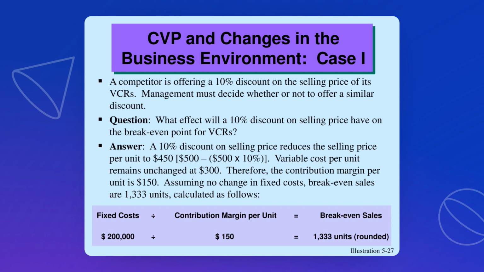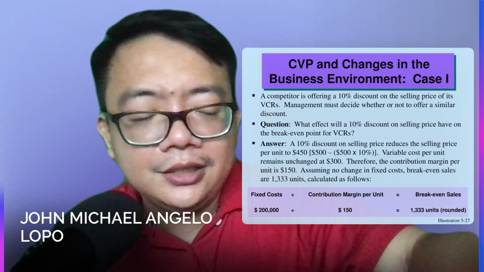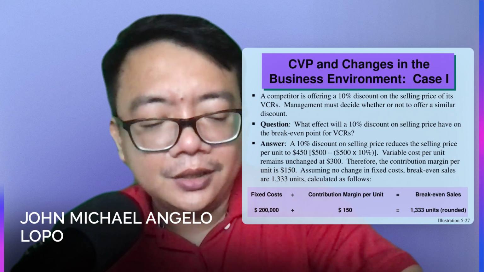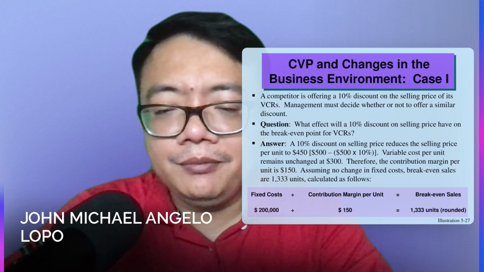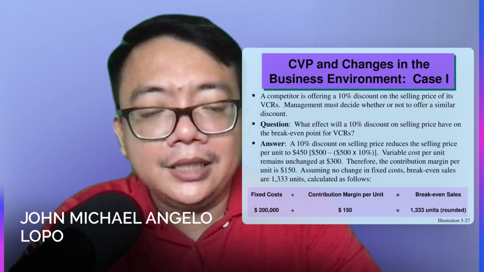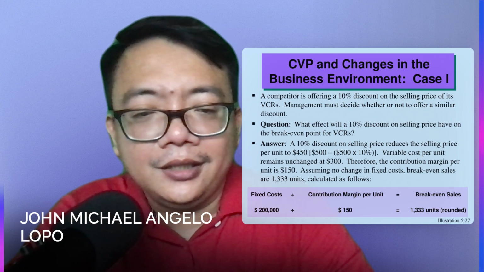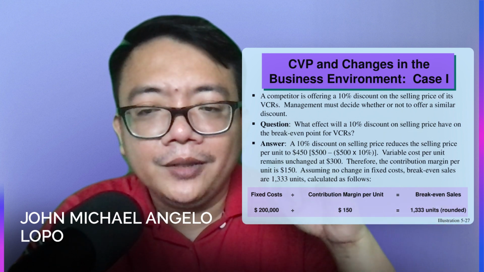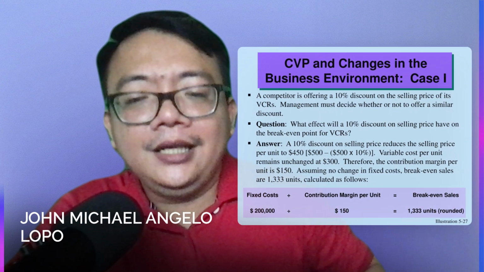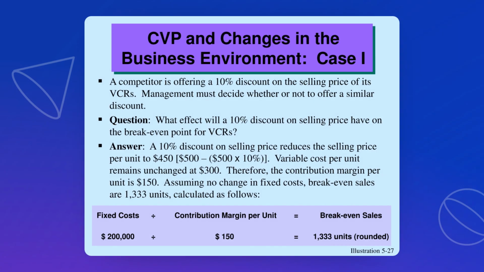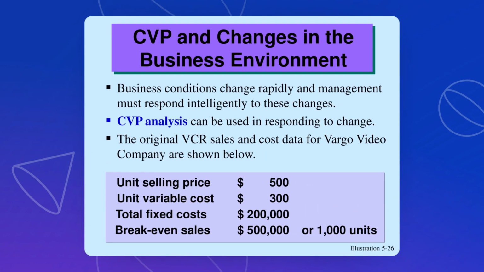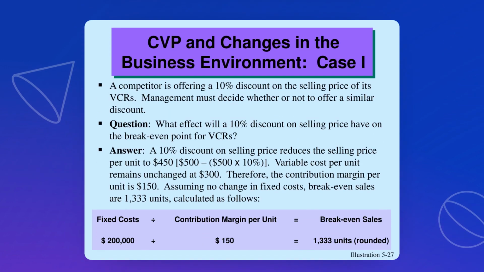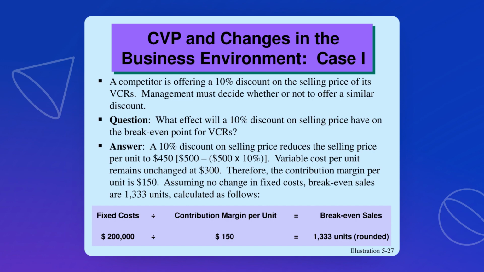Question, class. If you have 1,333 units of break-even point, accept or reject? Earlier, please take note, you had only 1,000 units to break even. Very good. This case number 1 should be rejected because you have an additional 333 units to break even. Earlier it was only 1,000, but now it increased by 333 because of the discount. Reject this case number 1. Case number 2.